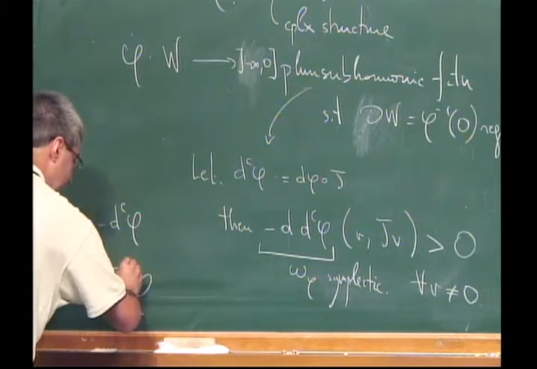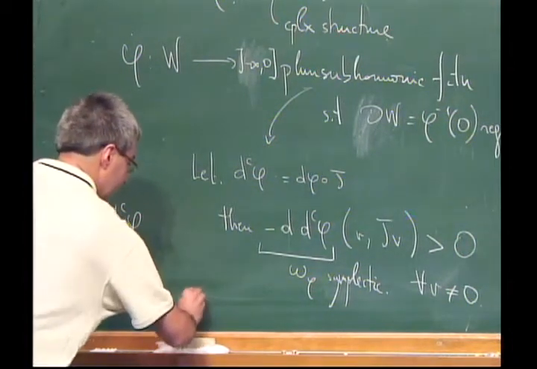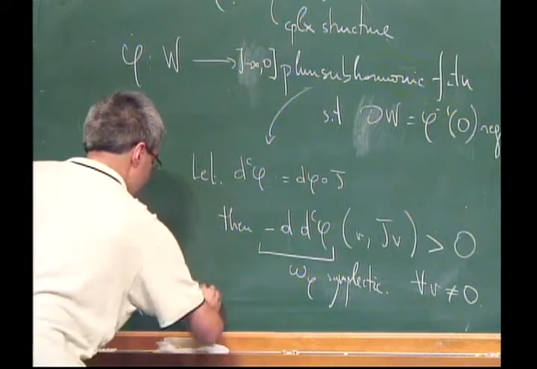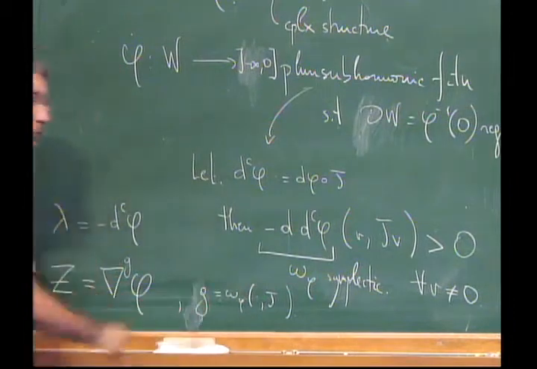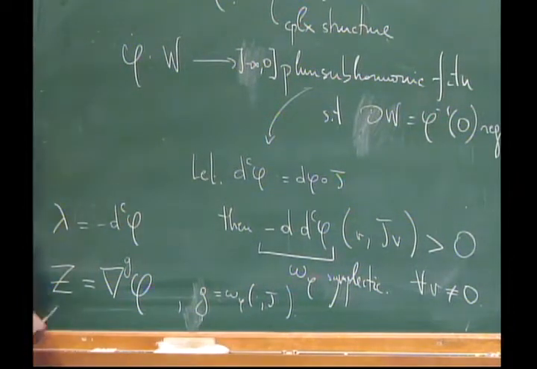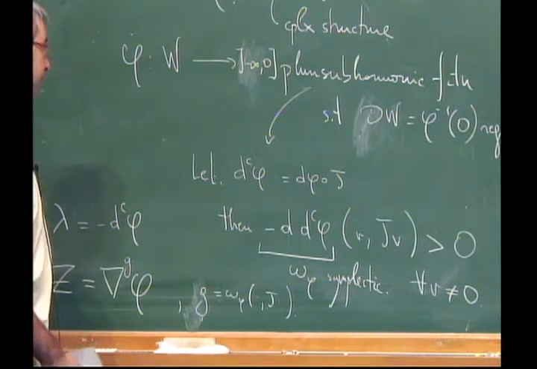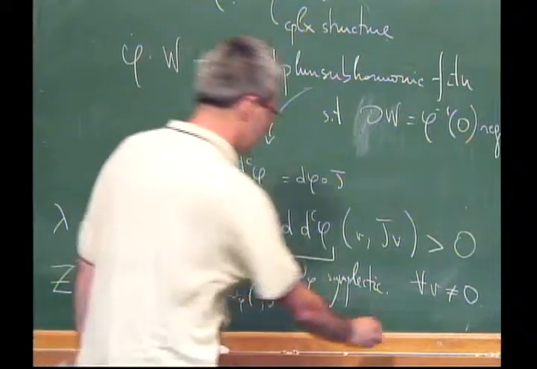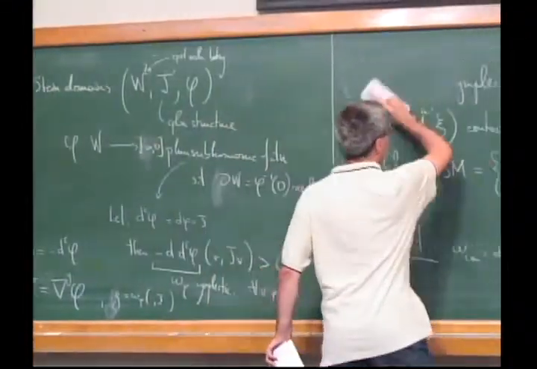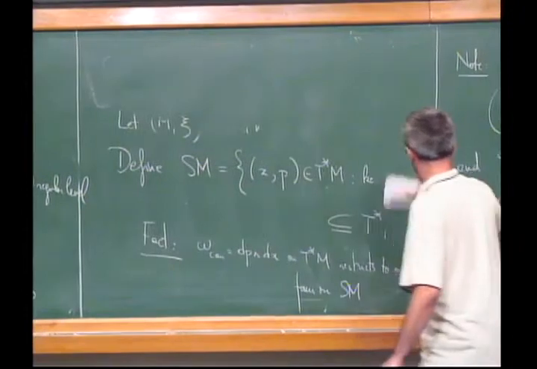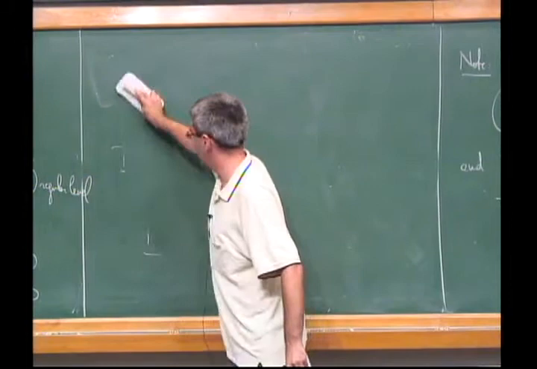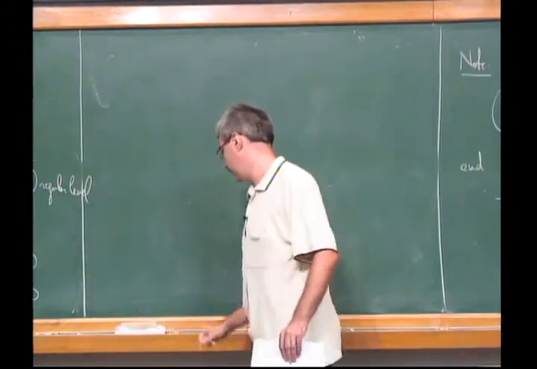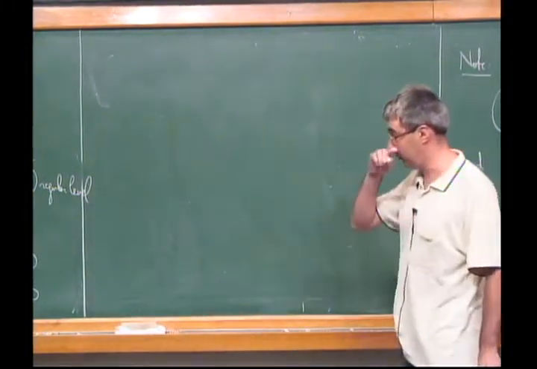With respect to what metric? Well, with respect to the metric omega_phi(dot, J dot), and this is a formula that you already have seen. So these are other examples, a large class of them. And there's also a more flexible notion called Weinstein domain, but I will not give the definition, and it's more appropriate to symplectic topology.